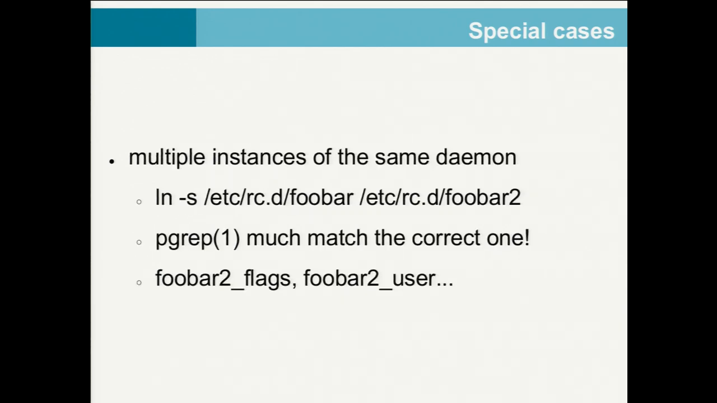Another special case, and this one is hard, is having multiple instances of the same daemon. It works most of the time, but it depends on a lot of different details. The way we do it right now is that we link the original RCD script and we rename it to something. The reason we're linking and not copying is that package scripts are part of the base system, so if they get updated, then at least your link will be updated as well.